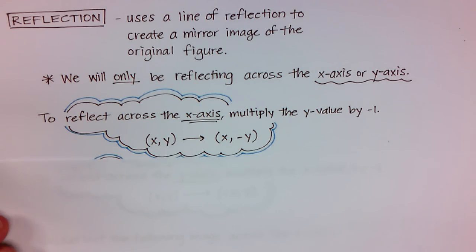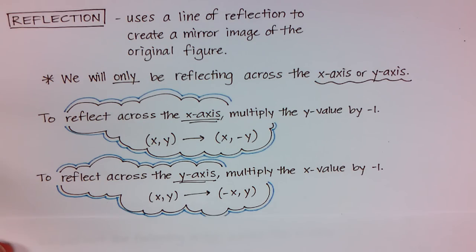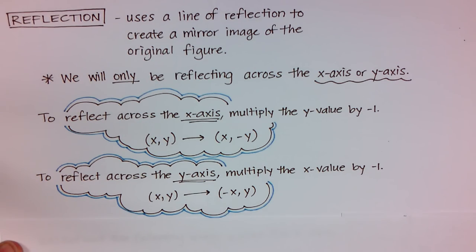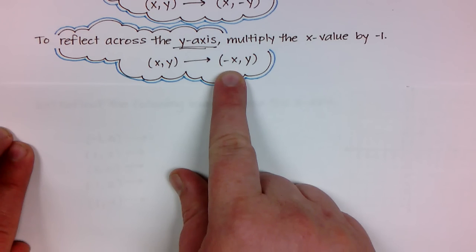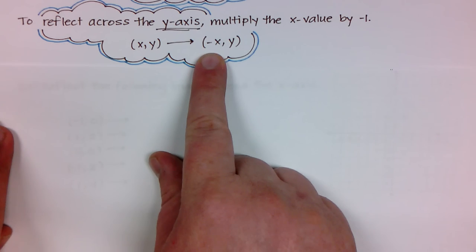And this is very similar to if you reflect a point or an image across the y-axis. You're going to multiply the x value by -1. So if you have x comma y, it's going to turn into -x comma positive y. Okay, so I have an example based on this one as well.